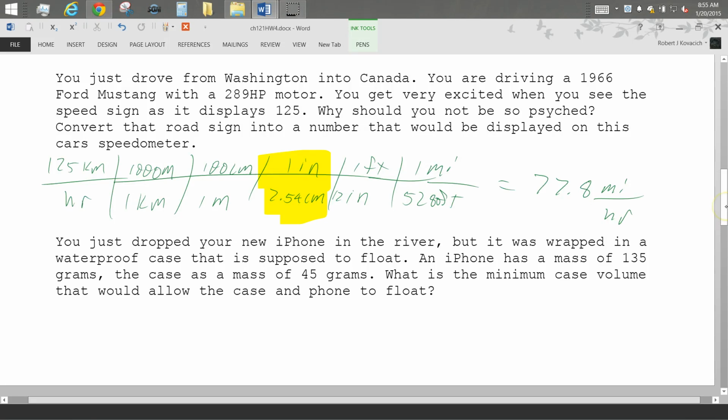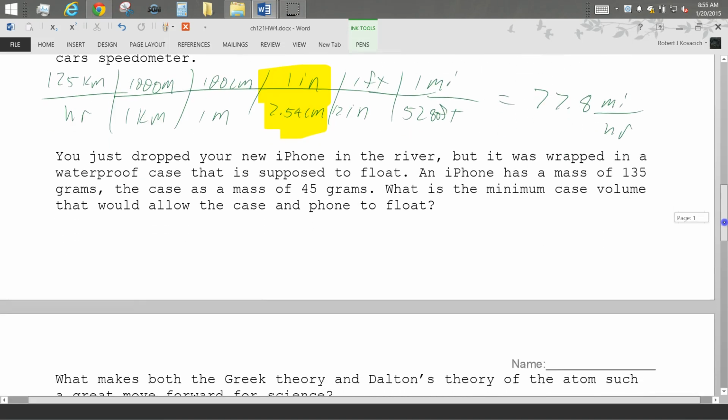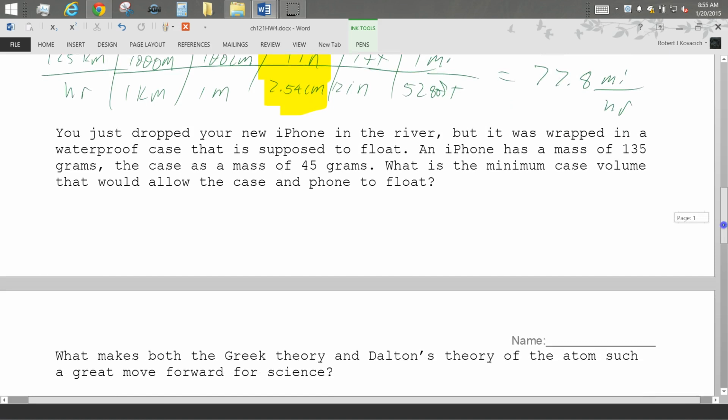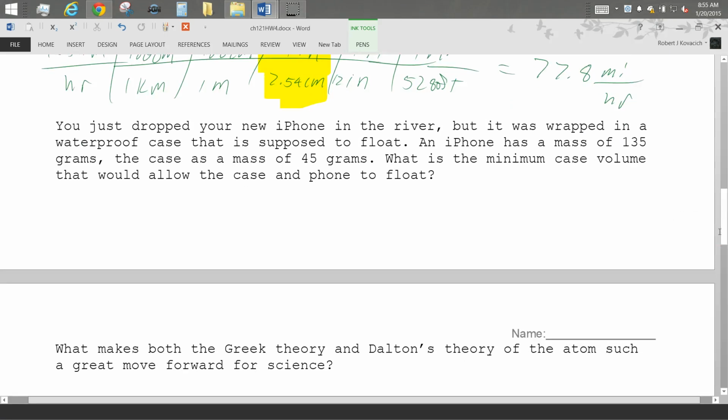Okay, so you drop your iPhone in the river, but it's wrapped in a waterproof case that's supposed to float. The mass of the iPhone is 135 grams, and the mass of the case is 145 grams. What's the minimum volume of the case to get the phone to float? 180 would be okay, yeah. So why would 180 milliliters be all right?